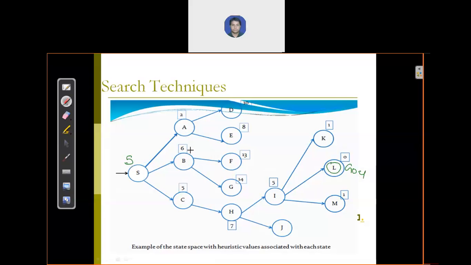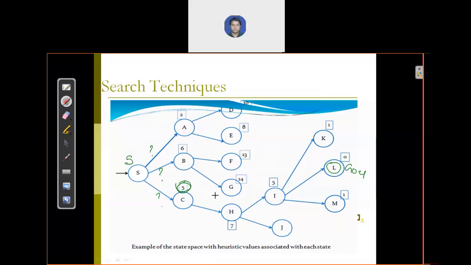These are the possible moves. From S, we can reach these three states, and the cost is given. It is also giving you this number, showing the cost from state C to the goal. It is just estimating what cost it will take from this state to the goal state. It is giving you some idea.